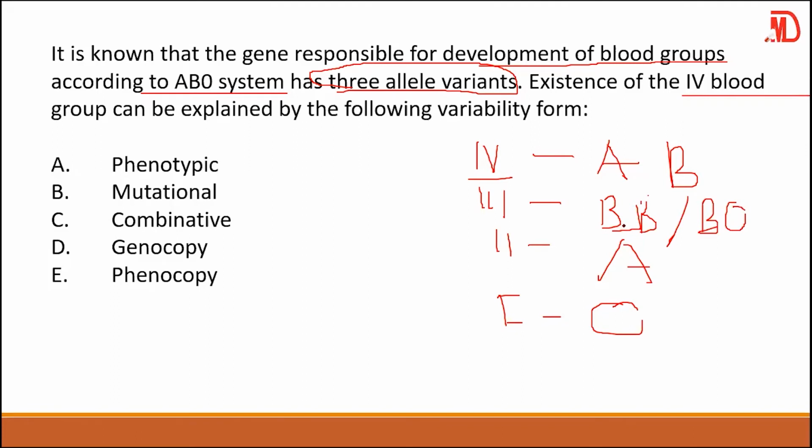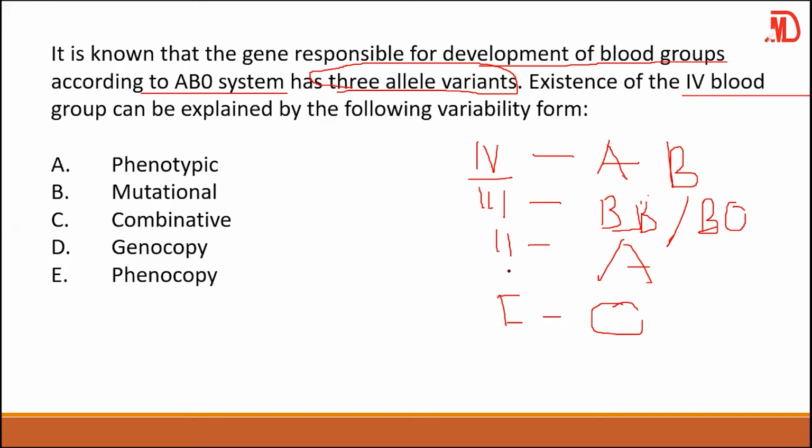But in BO, blood group B is the dominant gene, so that one would express itself more. That's why over here we also say that this is not a combinative type, because the other one is not expressing itself. But in AB, both A and B are expressing themselves.